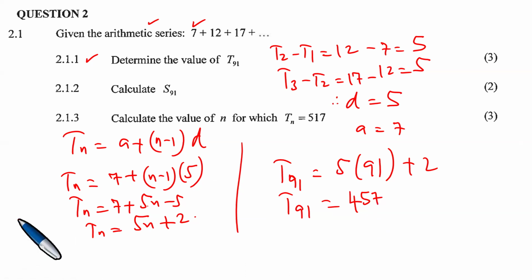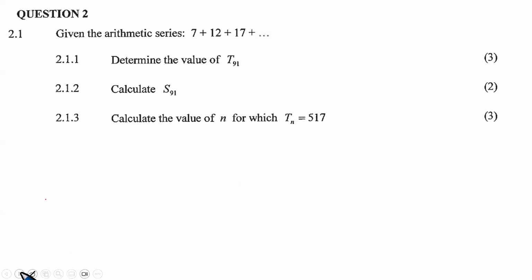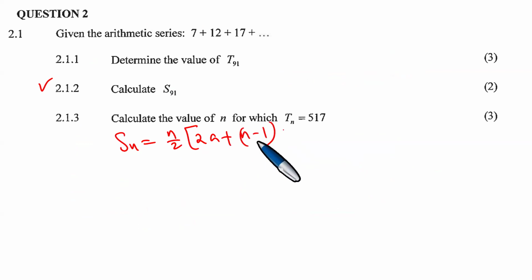Right, so the next question is question 2.1.2. Question 2.1.2 is a very, very important one, and we have S91, which is the summation of the first 91 terms. There are a couple of ways to do this question, but we're going to use a very standard approach. We use the summation formula for arithmetic progressions, which is exactly this one here.